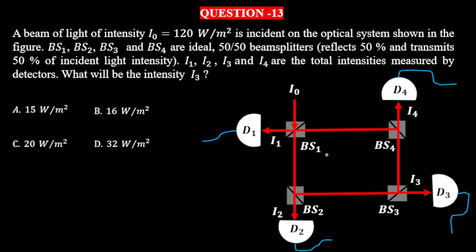In this question, it is written: a beam of light of intensity I naught equals 120 watt per meter square is incident on an optical system as shown in the figure, where BS1, BS2, BS3 and BS4 are identical 50-50 beam splitters, and I1, I2, I3 and I4 are the total intensity measured by the detectors. So we have to write what will be the value of intensity I3. That means what will be the intensity measured by detector 3.